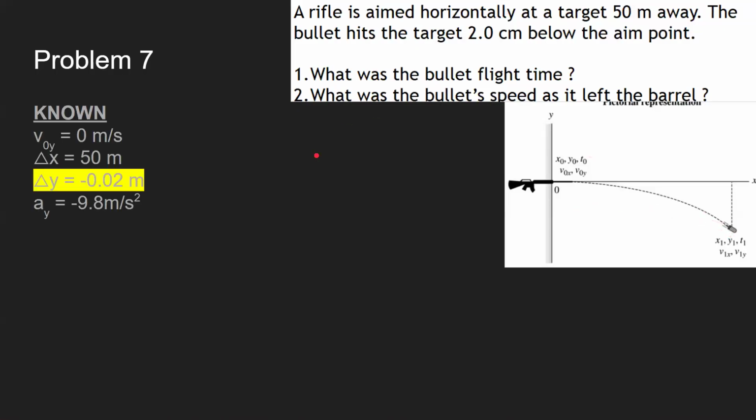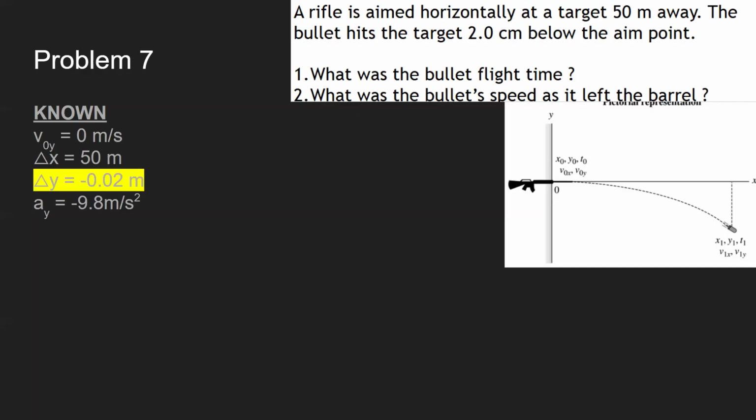Okay, what do we know? Initial velocity in the y is 0 because it's launched horizontally. If it's launched horizontally, there is no y component of velocity that it starts out with, because it's exactly in the x direction only at the beginning. Change in x, so what's the distance that it goes in the x direction? 50 meters. What's the distance that it goes in the y direction?